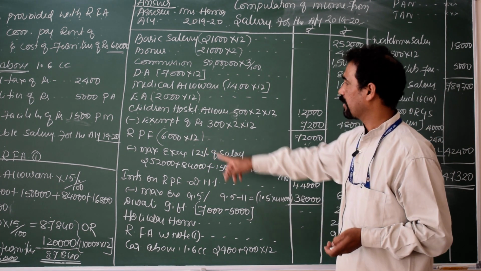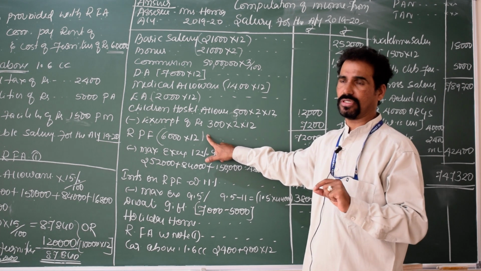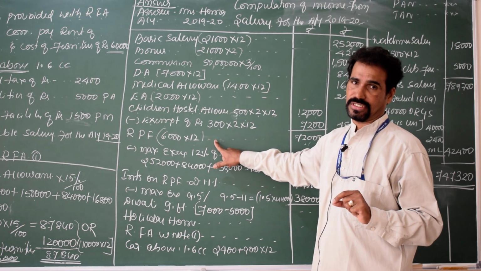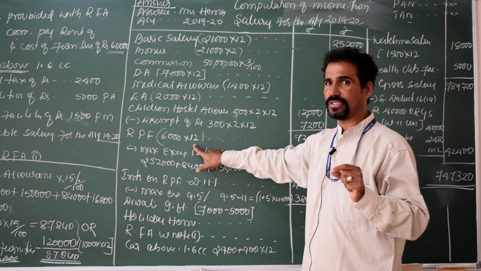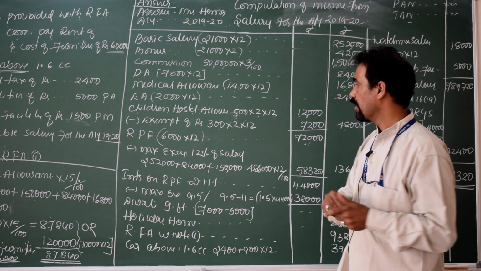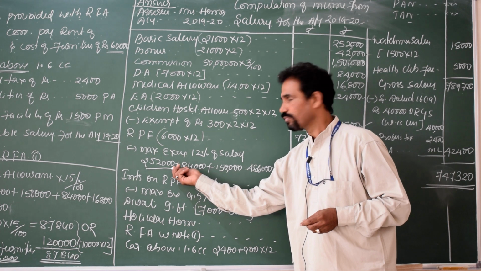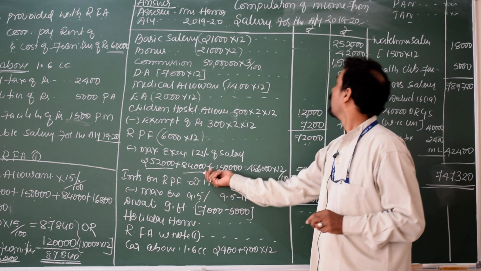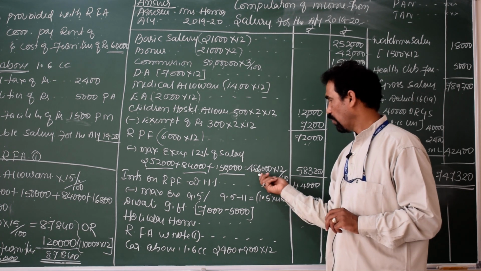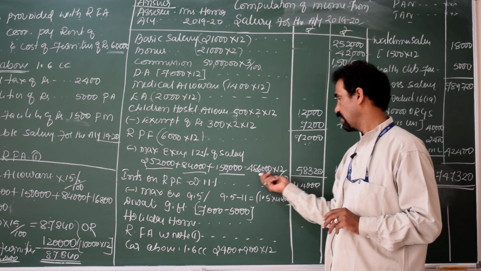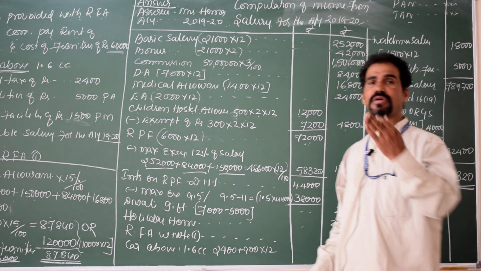So how to calculate? Basic salary plus DA plus commission, these three total amount into 12%. See, 2,52,000 is the basic, 84,000 is the DA and 1,50,000 is the commission. Total amount 4,86,000 into 12%. Why am I taking 12%? 12% is the maximum exempted.